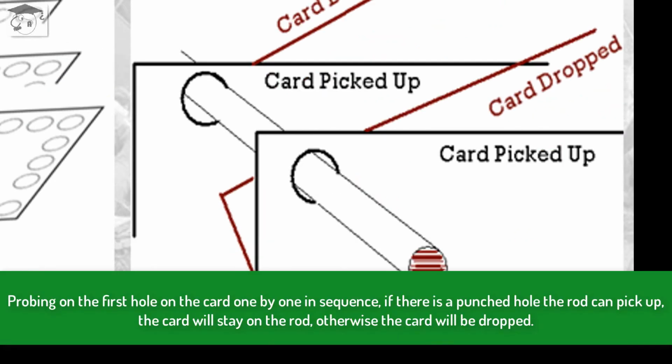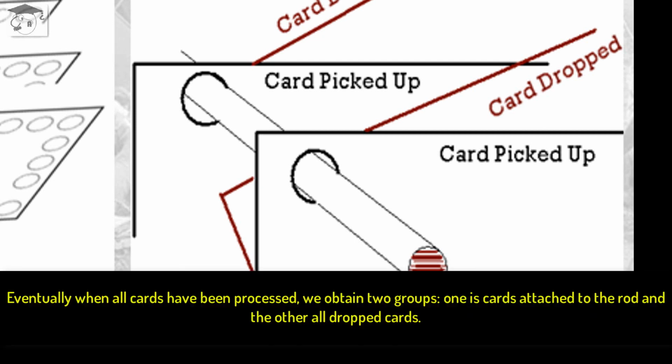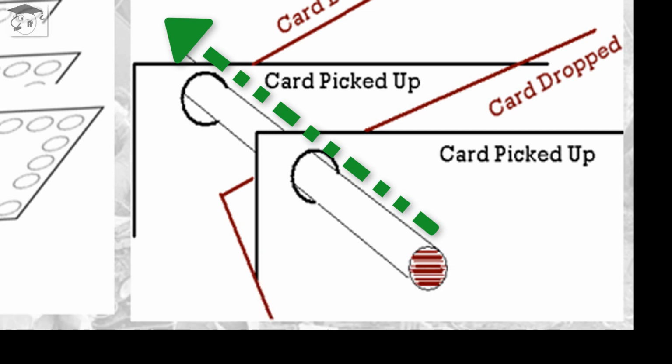Probing on the first hole on the card one by one in sequence, if there is a punched hole the rod can pick up, the card will stay on the rod, otherwise the card will be dropped. Eventually, when all cards have been processed, we obtain 2 groups, one is cards attached to the rod and the other all dropped cards.